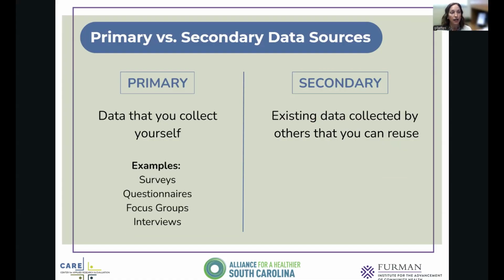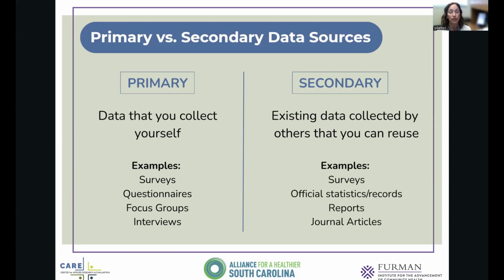Examples of primary data sources are surveys, questionnaires, focus groups, and interviews. And then for secondary data, there are examples of surveys also that can be used that might inform your CHNA that you didn't do: statistics, official statistics and records, reports, journal articles. There's a variety of secondary data sources that you can use to inform your community health needs assessment.